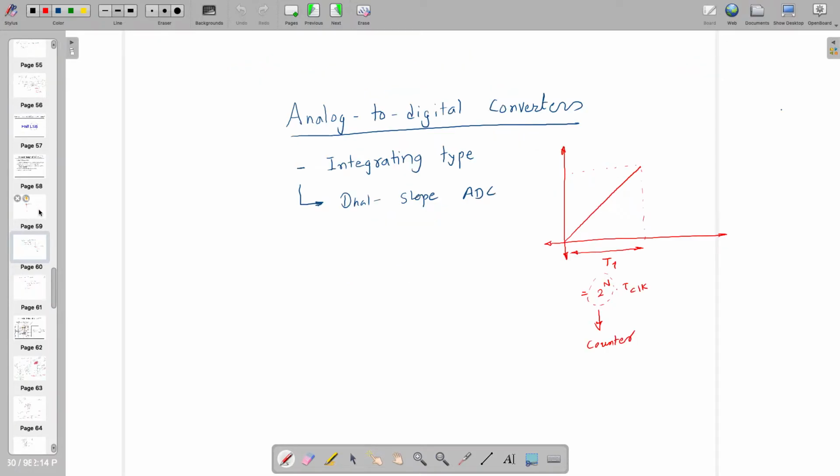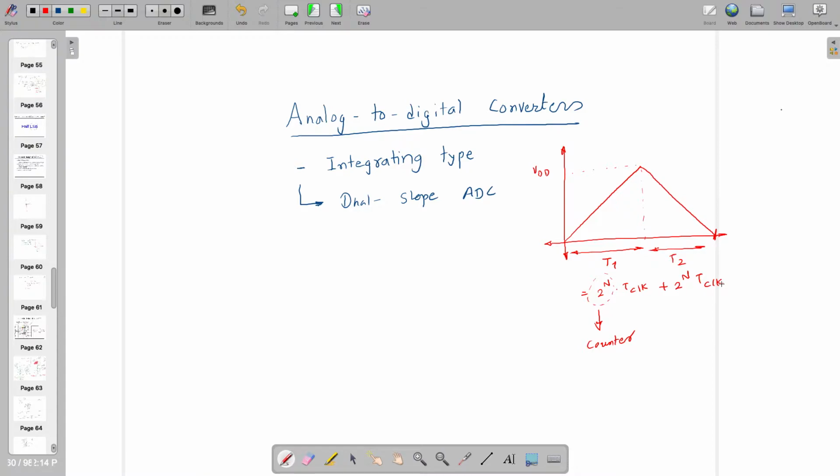However, in dual slope, it takes more than 2 raised to n T clock, because right now it's not converted yet. It needs to come down also. And after T2, which is T1 plus T2 time, you will have availability of the analog to digital output. If this input is VDD, completely VDD, then T1 and T2 both will be equal. So this much amount of time you need.